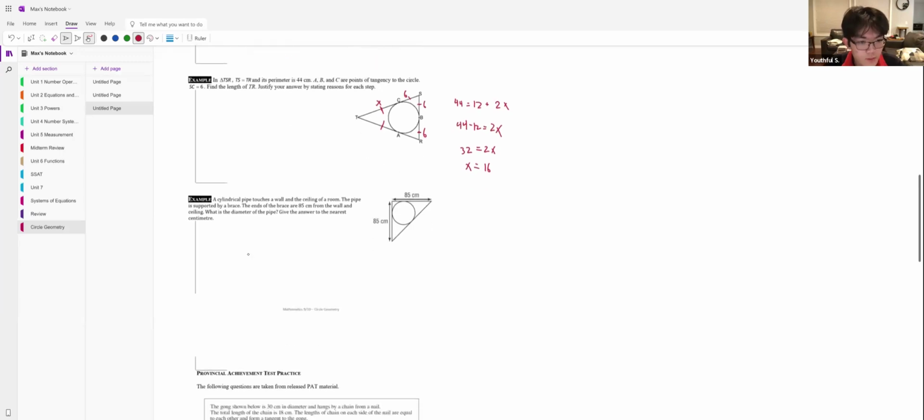Okay. A cylindrical pipe touches a wall and the ceiling of a room. The pipe is supported by a brace. The ends of the brace are 85 centimeters from the wall and ceiling. What is the diameter of the pipe? Give the answer to the nearest centimeter. Okay. So this is 85 centimeters, this is 85 centimeters, and this point is tangent here, this point is tangent here, and this point is tangent here. What is it asking? Diameter of the pipe. Okay.